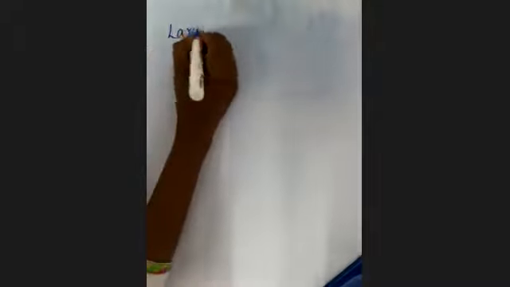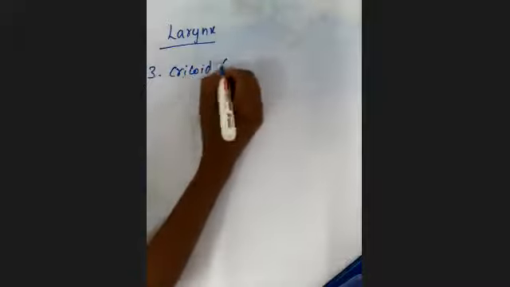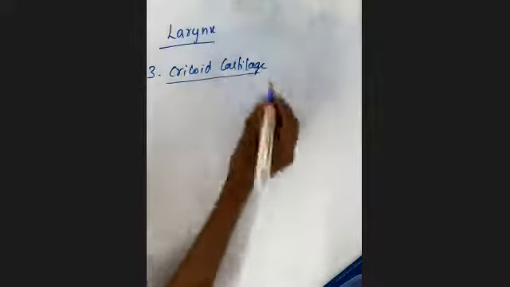We are discussing the larynx, or the voice box. Yesterday we had seen the thyroid cartilage, the next one is the epiglottis, and the third one is the cricoid cartilage. This larynx is made up of thyroid cartilage, epiglottis, and the cricoid cartilage.